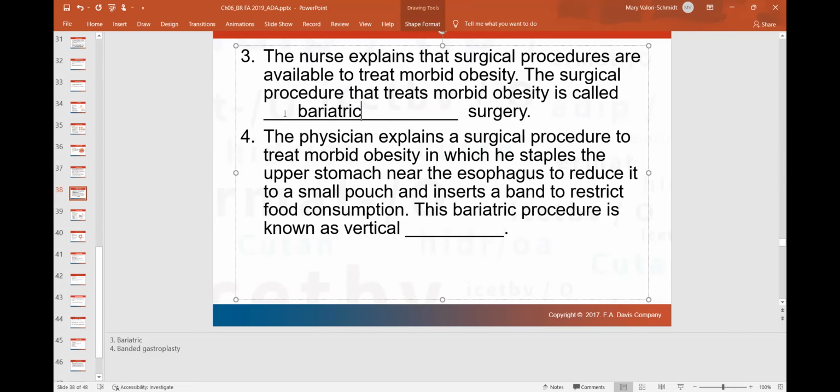Bariatric surgery. And the physician explains a surgical procedure where they staple the upper stomach near the esophagus to make it so tiny, like a little pouch. And then they put a band there. That's known as a vertical banded gastroplasty.